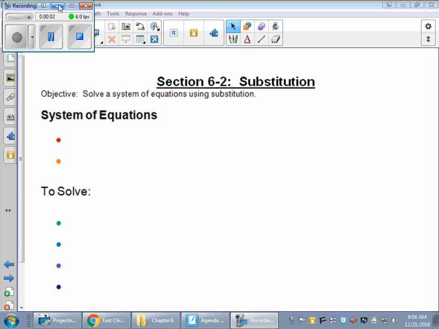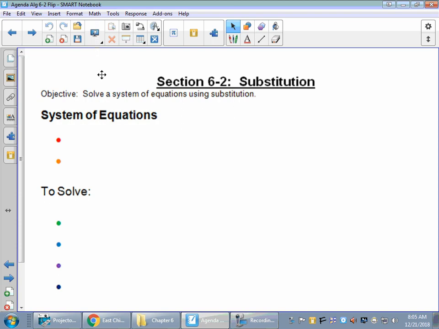Okay, Algebra 1, Section 6.2, Substitution. The next section in Systems of Equations. So if you remember 6.1, we talked about graphing solutions, and where they intersected was the solution, where the two graphs intersected. Well, you don't have to graph them. There are other strategies. So one of the other strategies here is substitution, which we're going to do today.